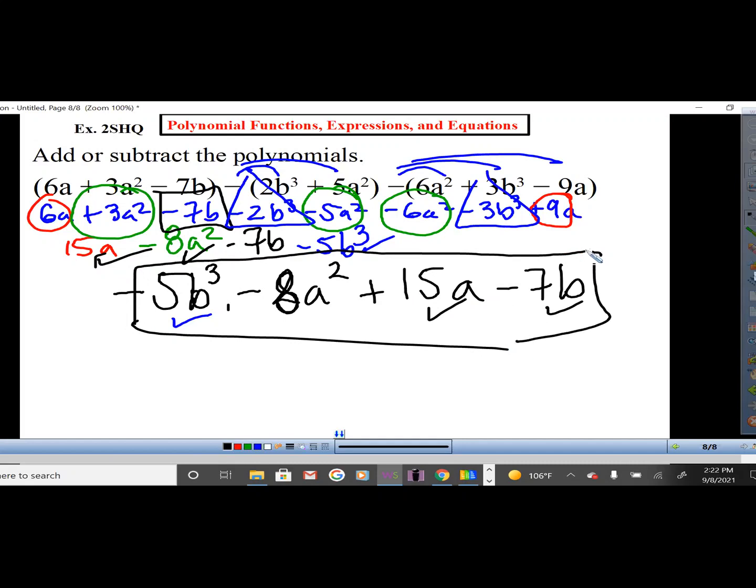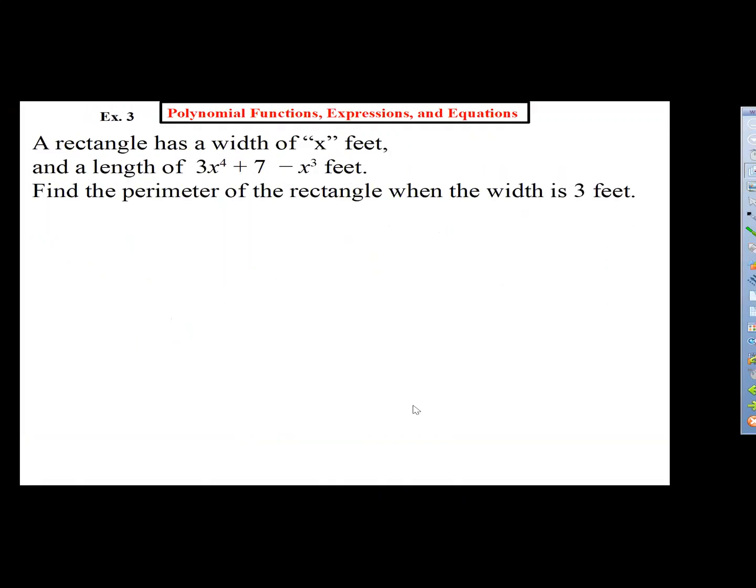All right, show me your fingers on how you did with addition and subtraction of polynomials. Yeah, 5, 4s, 5, 5, 5. Yes. All right. Now let's go to the last one, your favorite, a word problem. Let's go. Number 3, copy that, please.